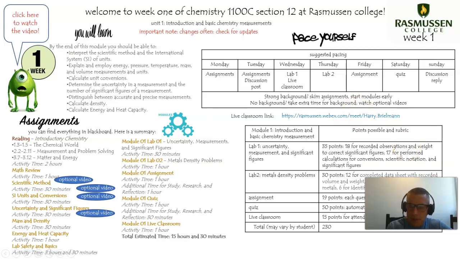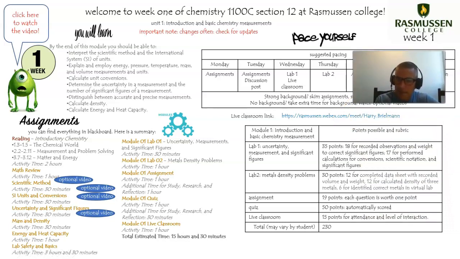Okay, here's the points for the first module and how it breaks down. 2 labs, an assignment, a quiz, the live classroom, 15 points for attendance and the level of interaction. At some point during this live classroom, I'm going to say the magic word and you're going to submit it. And I'll do that when we have the actual live one, so make sure that you know that I know you were there.